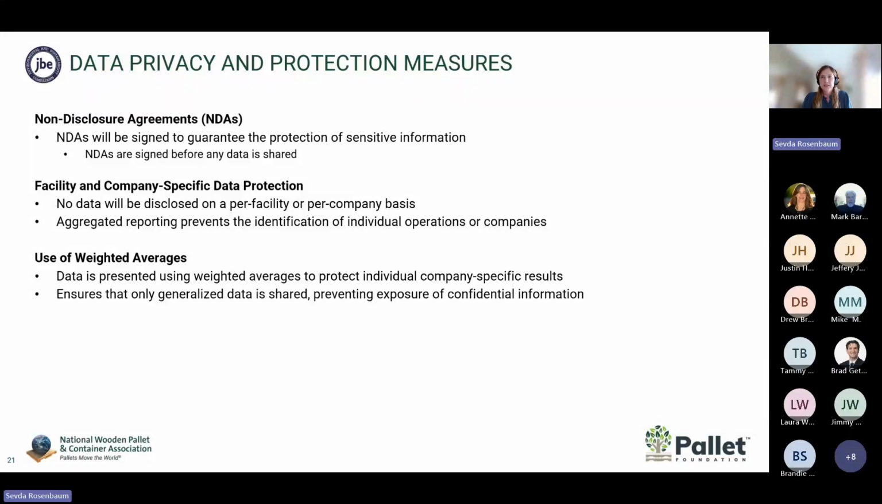Only results will be presented, or the LCA inventory will be presented in an aggregated form. To protect this, we will include at least 3 companies in the averaging of the data, so the data cannot be backtracked. And we will use weighted averages for presenting the impact results and the inventories, which again will be a way of protecting the individual company-specific data as well. And it will ensure that only generalized data is shared.